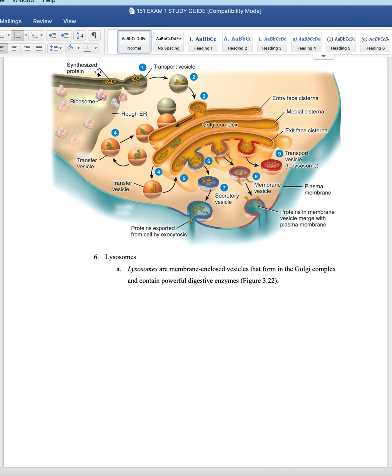Okay, so again, that looks like this. We have specialty tags on those synthesized proteins. Those tags are going to then help with the sorting at each layer until eventually we end up with vesicles that are specialty vesicles that are headed to specialty locations like the lysosome, the membrane, secretion, transfer, and so on.